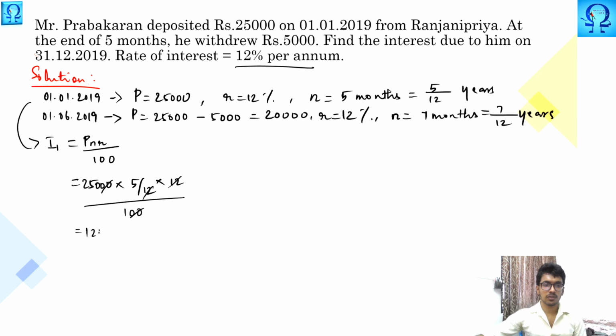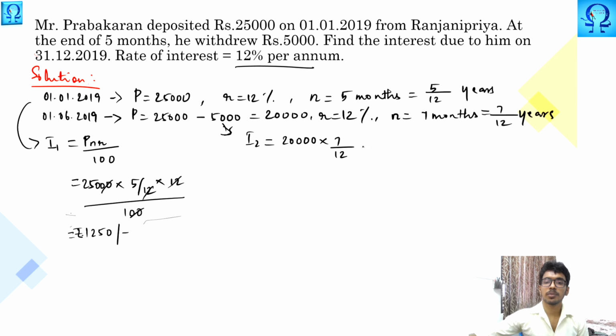So when you do this calculation, you are going to get 25 into 5, 1250. So this is the interest for this 25,000 for 5 months. Next, the interest of this amount. This is going to be 20,000 for 7 upon 12 years, and the rate of interest is 12. So here also the same thing is happening. So here the interest is 1,400.